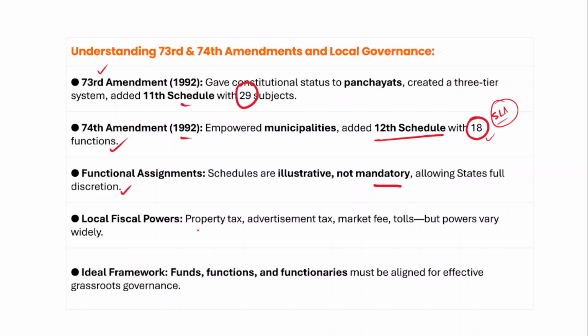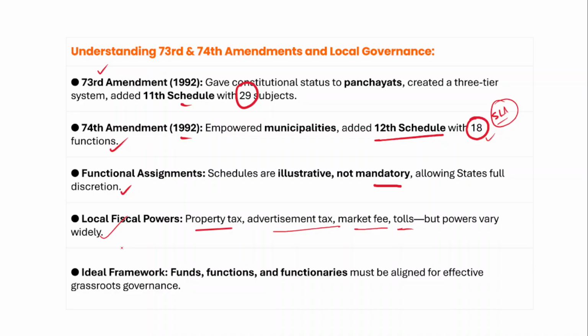However, local fiscal powers including property taxes, advertisement tax, market fee, and tolls vary widely from one state to another, right? So therefore, in this context, it is very important that panchayats must be empowered by providing them 3Fs: funds, finances, and functionaries. So that might lead to effective functioning of the local self-governance institutions.